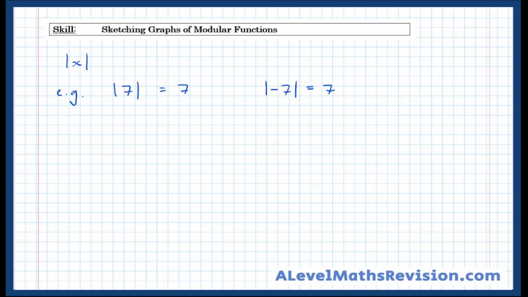So basically, what the modulus function does is take negative numbers and make them positive. It takes positive numbers and just leaves them the same. Simple as that. So another example, let's say the modulus of -3. Have a think. And that is 3. So to summarise, it takes negative numbers and makes them positive.